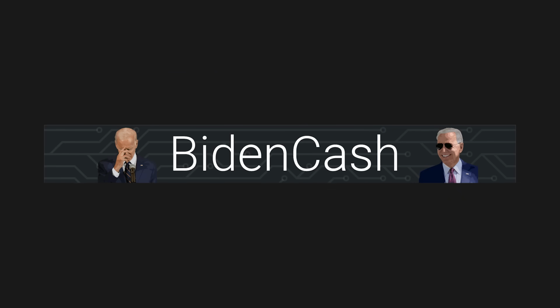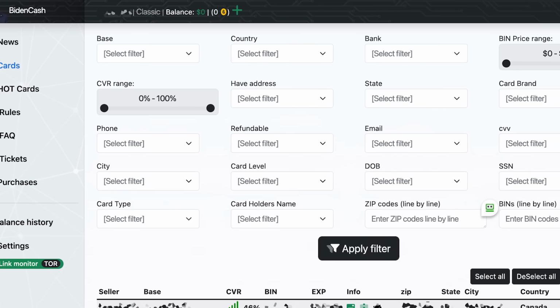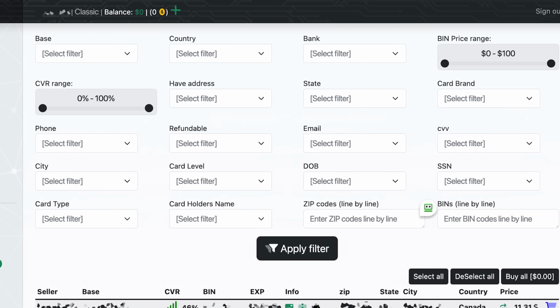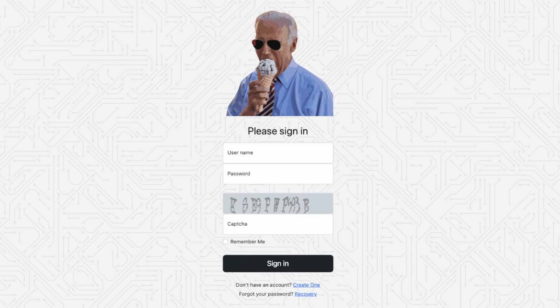In many ways, BidenCash was just like any other carding marketplace. They made it easy for cyber bad guys to buy stolen credit cards with crypto. But these guys were masters at marketing. For starters, their central theme was Joe Biden. Even at the login page, you'd be served one of 5 flavors of Joe.